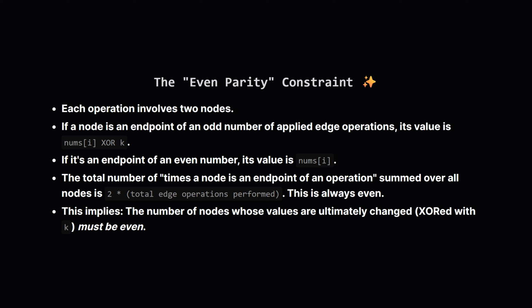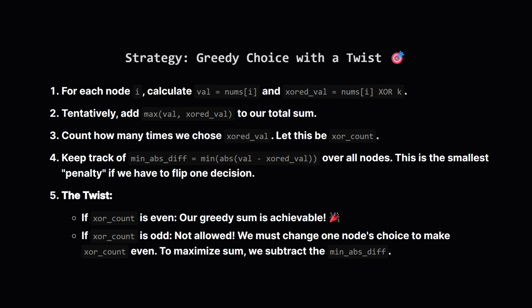This is key. The tree structure just guarantees we can achieve this for any even set of nodes. The specific edges don't really matter beyond that. So here's the strategy. First, for every single node, we look at its current value, and what its value would be if it were XORed with k. Greedily, we'd want to pick the larger of these two values for each node to add to our running total sum. While we do this, we also count how many times we picked the XORed value.